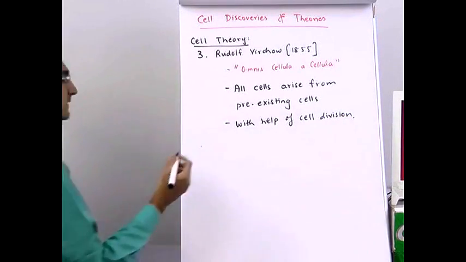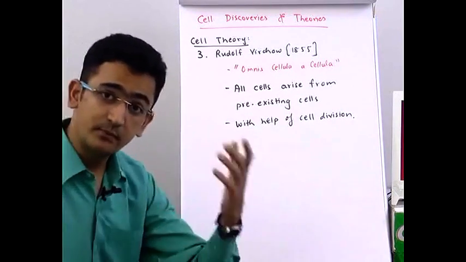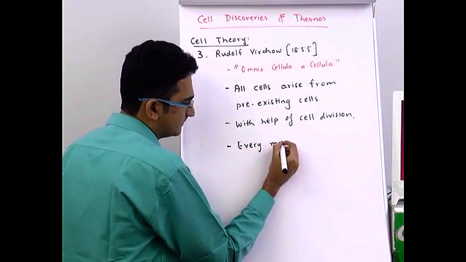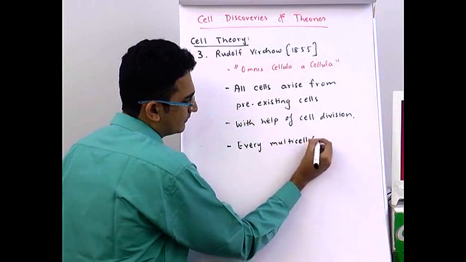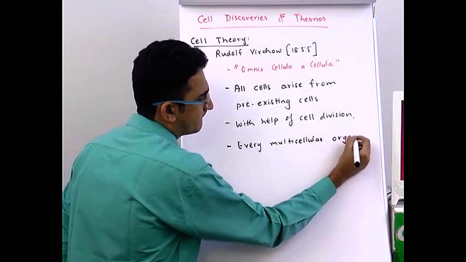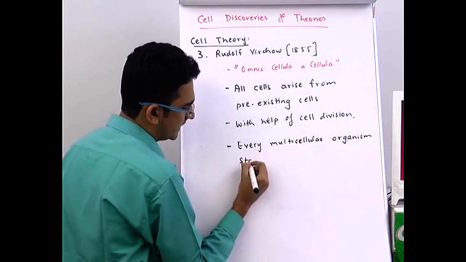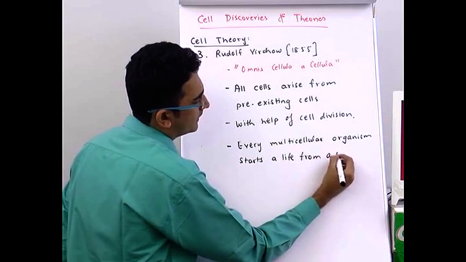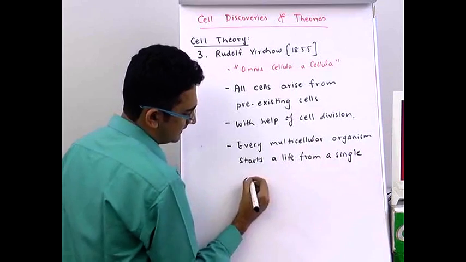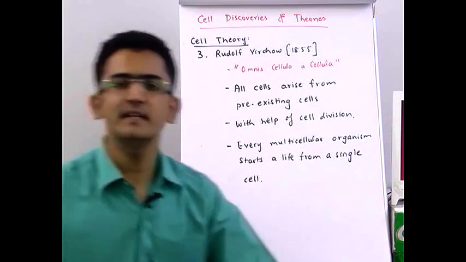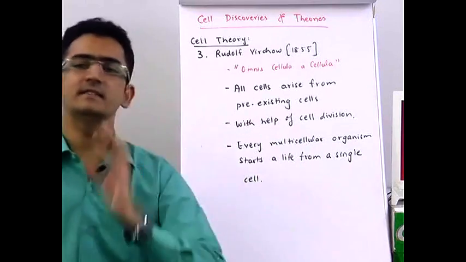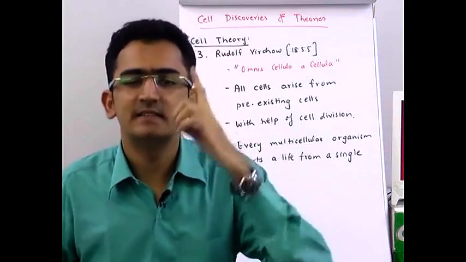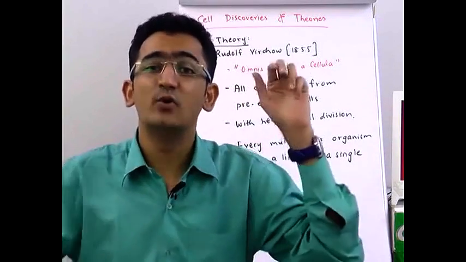He also said another statement which he went on to prove, that every multicellular organism starts a life from a single cell. He said every multicellular organism, once upon a time it is a single cell. Like you and me, once upon a time inside our mothers, we were formed as a single cell, which today in reproduction we call as zygote.